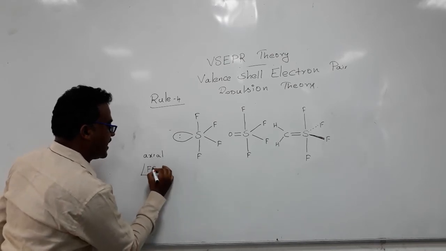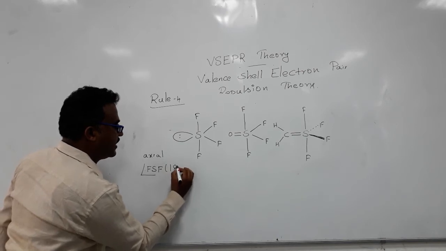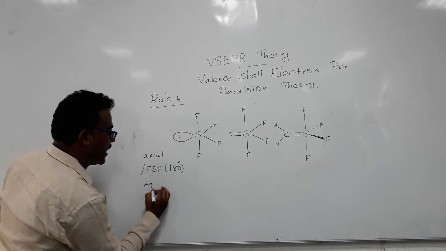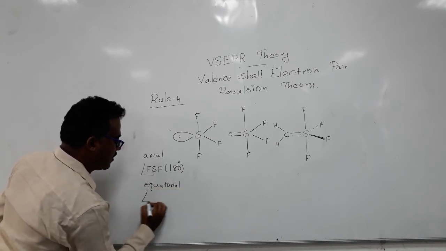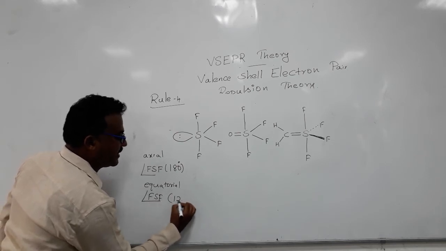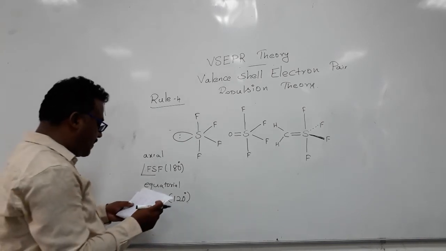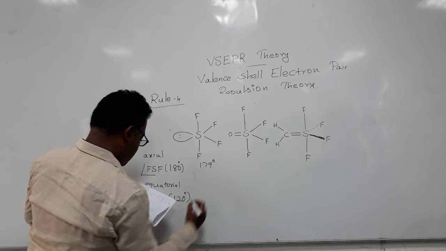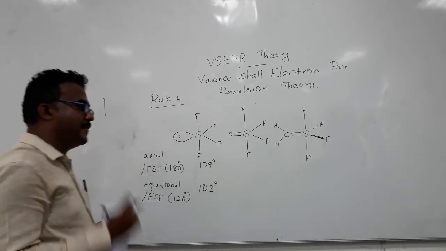F-S-F, the ideal bond angle should be 180 degrees. Similarly, equatorial F-S-F, we can expect the ideal bond angle to be 120 degrees. Experimentally, the bond angles here were 179 degrees and 103 degrees. Why would it be like that?